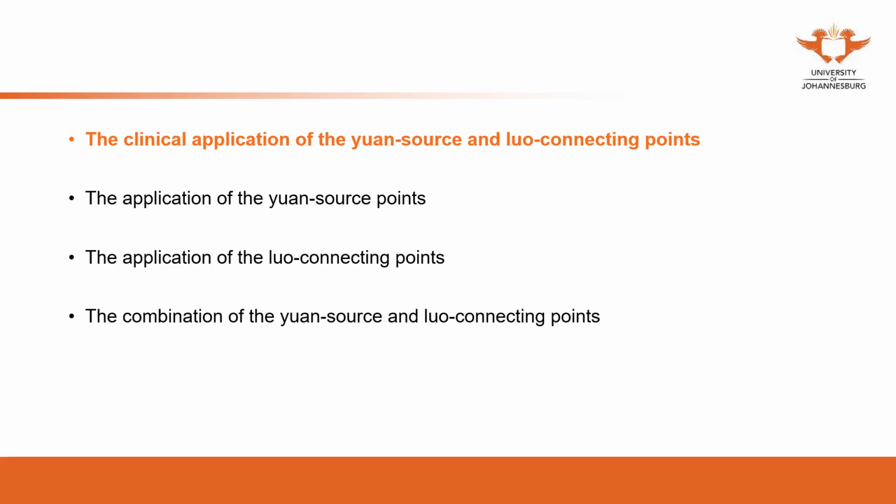The Luo points, the Luo connecting points. These points connect the external and internal, or superficial and internal meridians, especially the coupled meridians. For example, the lung and the large intestine. So when you choose the Luo connecting points, it can help you to treat the diseases of both meridians.